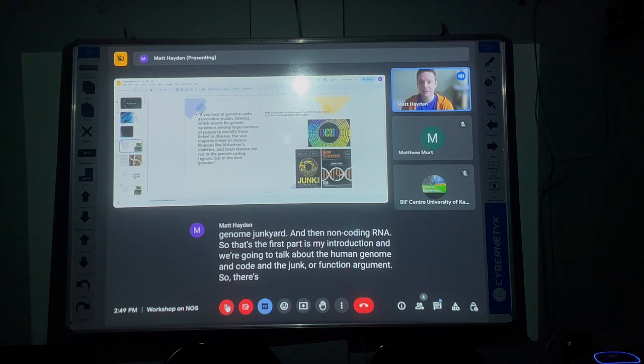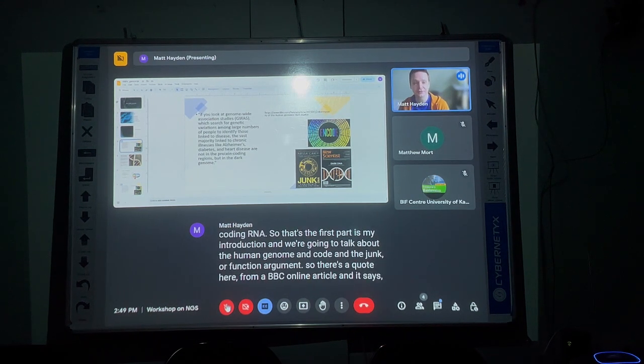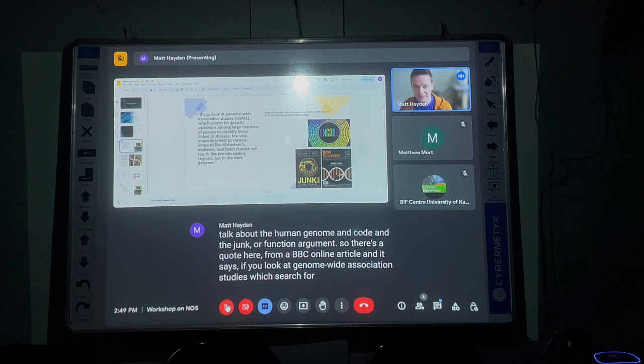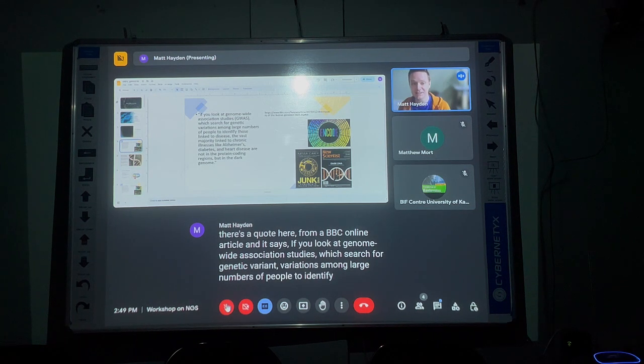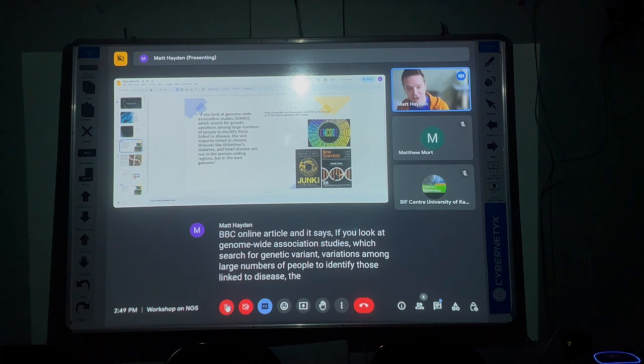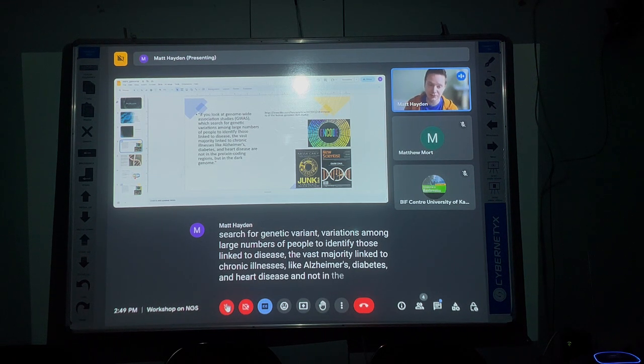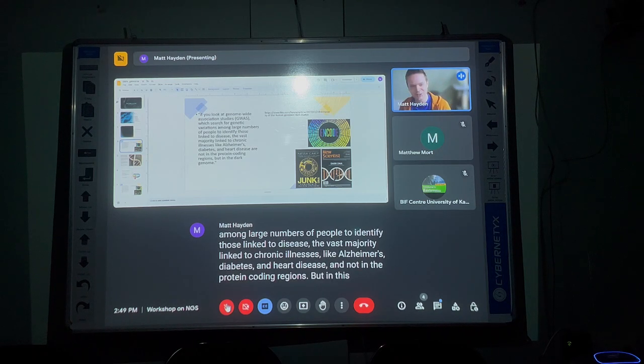So there's a quote here from a BBC online article. It says, if you look at genome-wide association studies, which search for genetic variations in large numbers of people to identify those linked to disease, the vast majority linked to chronic illnesses like Alzheimer's, diabetes, and heart disease are not in protein-coding regions, but in this dark genome.